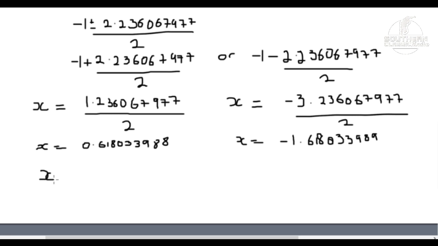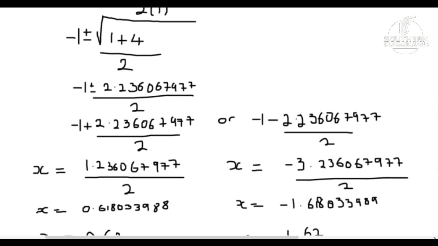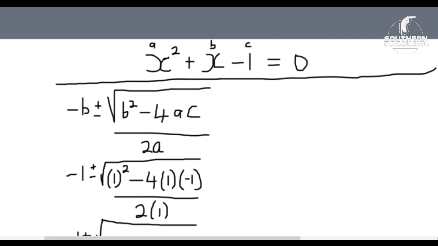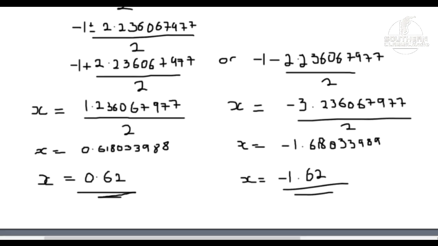So meaning x for our final answers will be 0.6. This is 8. This is more than 5. So this is going to be 2. Okay, so you can leave it there as your final answer. The same thing with this one here, negative 1.6. There is a 1 there, so rounding it off will give it a 2 there. And those are our 2 answers for the equation x squared plus x minus 1 equals 0. So that's how you solve this quadratic equation.